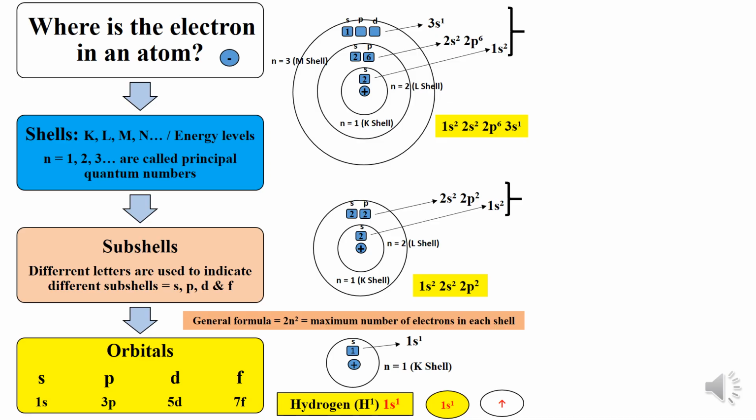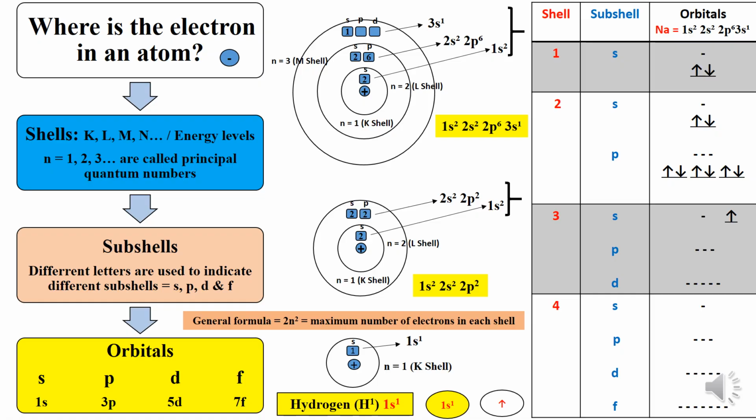So 2n square is the general formula used to mention the maximum number of electrons present in each shell, or the number of electrons that can be accommodated by each energy level. So the electronic configuration of sodium is 1s2, 2s2, 2p6, 3s1. And as you can see, the distribution of electrons is denoted by up and down arrow.